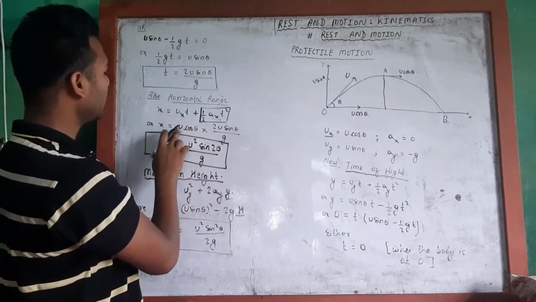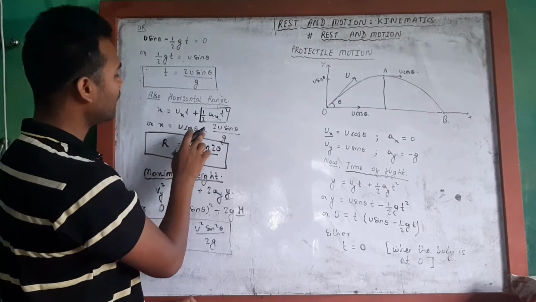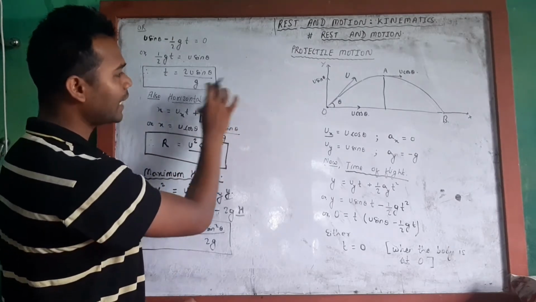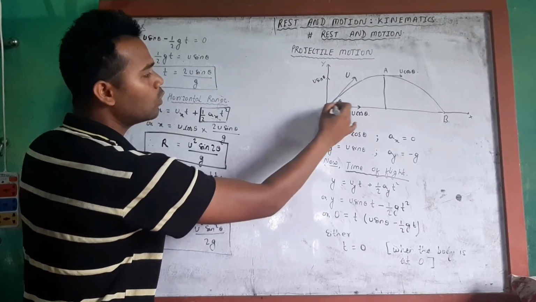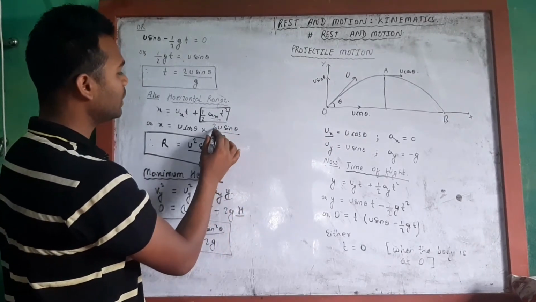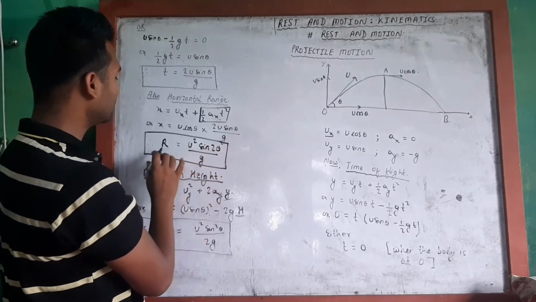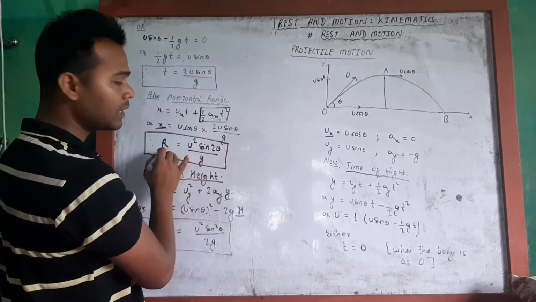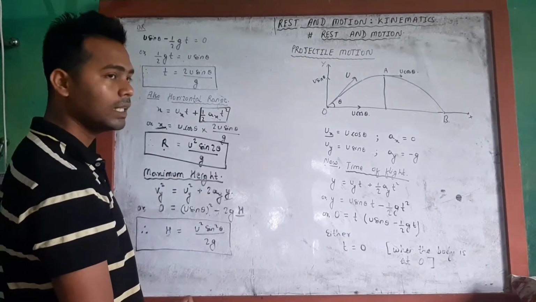Now substituting the values, x is equal to u cos theta into time. Here I have put the time to be the total time of flight, because for the projectile to reach from O to B, the total time is taken. That's why the time here is the total time of flight, 2u sin theta over g. This will give x for the total time of flight, which is the horizontal range. That's why the horizontal range is equal to u square sin 2 theta over g.